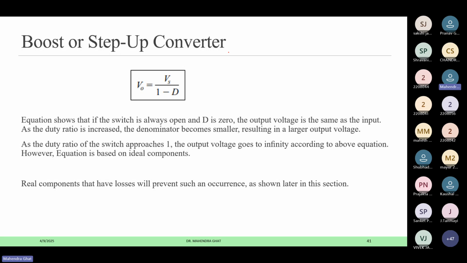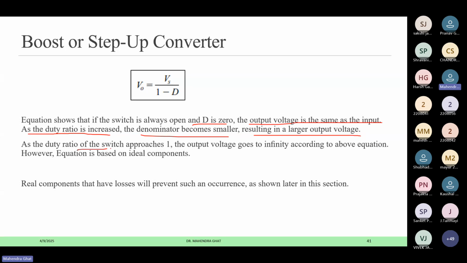Okay, so the same thing here I have explained. VO is equal to VS divided by 1 minus D, and the equation shows that if the switch is always open, which means D is equal to 0, the output voltage is the same as the input voltage. As the duty ratio increases, the denominator becomes smaller, resulting in a larger output voltage.